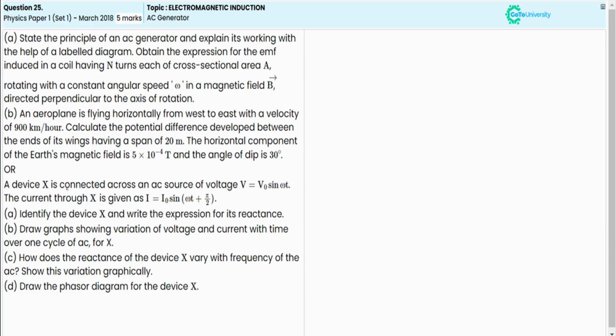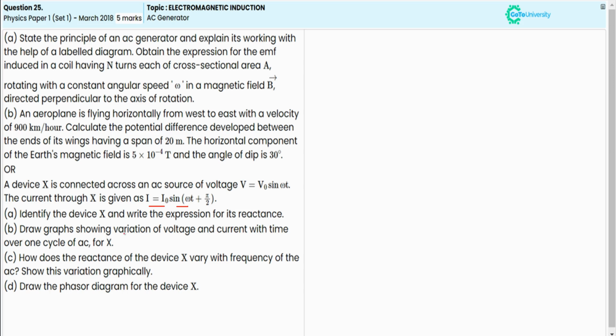A device X is connected across an AC source of voltage V = V0 sin ωt. The current through X is given as I = I0 sin(ωt + π/2). Identify the device X and write the expression for its reactance.